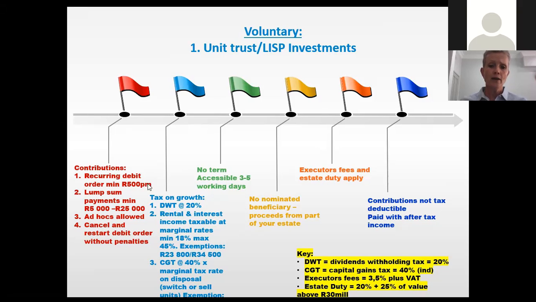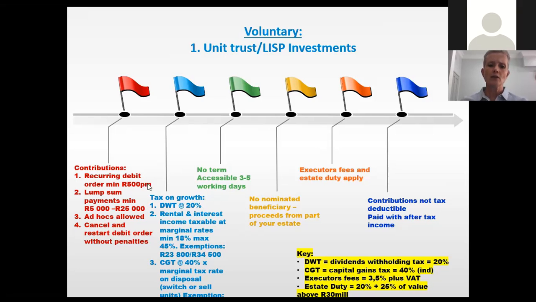The blue flag, the light blue flag, then goes on to the tax implications in terms of the growth that you are earning in this product. So dividends withholding tax will be taxed at 20% if you are earning dividends. You might be invested in a money market portfolio, therefore not deriving dividends at all, therefore the 20% won't be applicable. But if you are invested in a portfolio that is earning dividends, then obviously the 20% would be taxed, and it is paid over in the background by the service provider to SARS on your behalf.